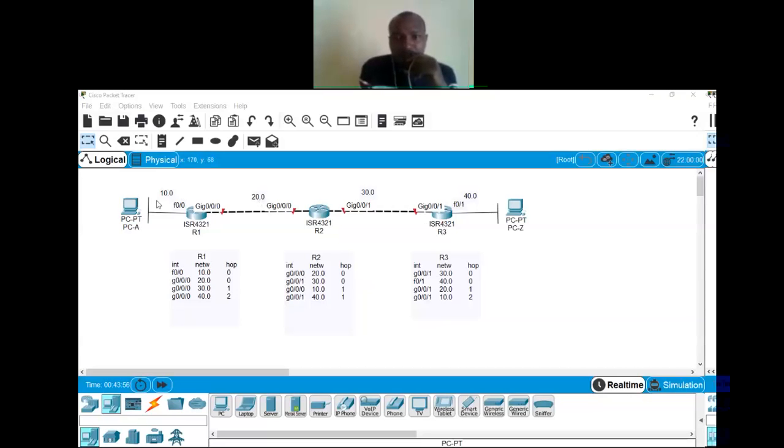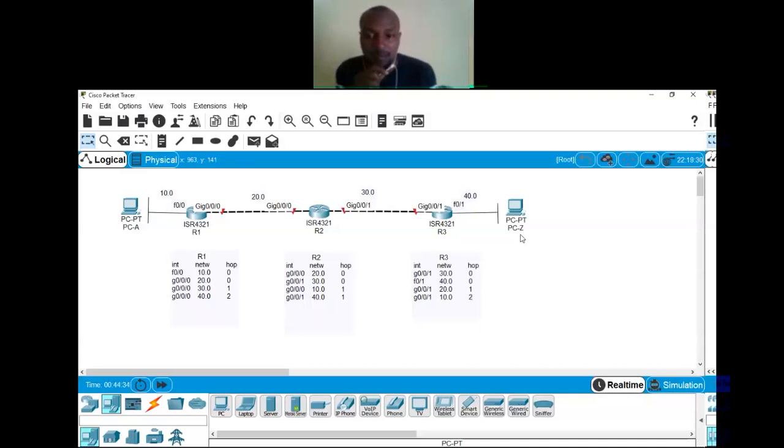R3 checks. You're coming from 10, you're going to 40. Do I know how to reach 40? Checks on its routing table, says, I know about 40. It's directly connected to me. But in my scenario, it's under F01. So it sends the data to F01. Slides to PCZ. PCZ opens the message, checks, source is 10, destination is network 40, exactly me. So it says, okay, I need to acknowledge I've received that ping message, or I send a ping reply, which is an echo reply to be specific.